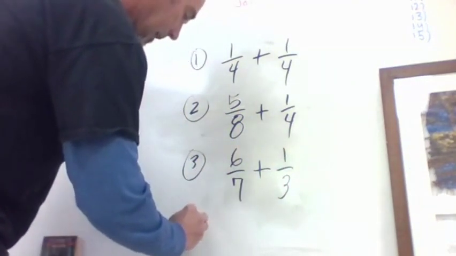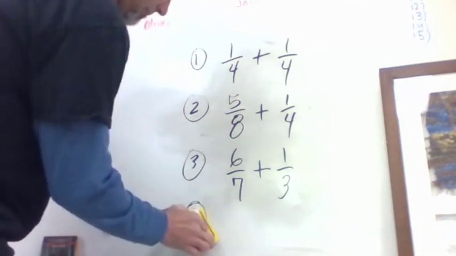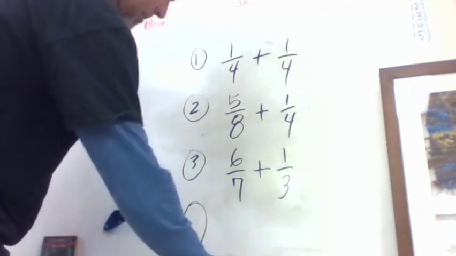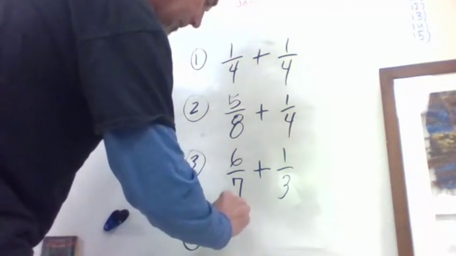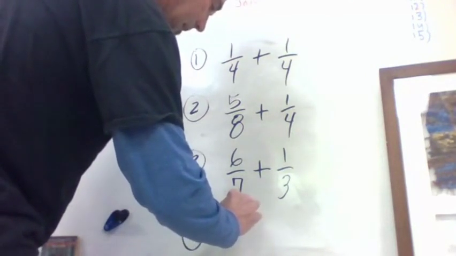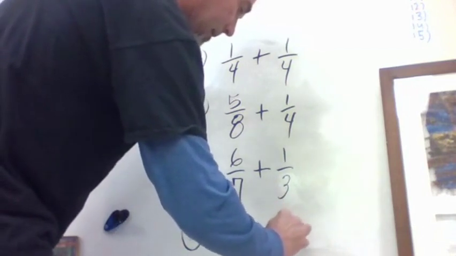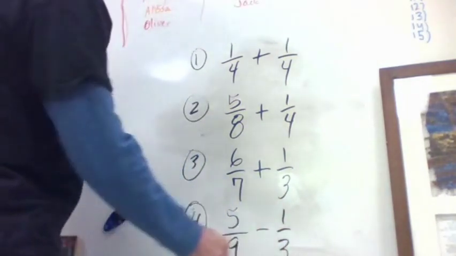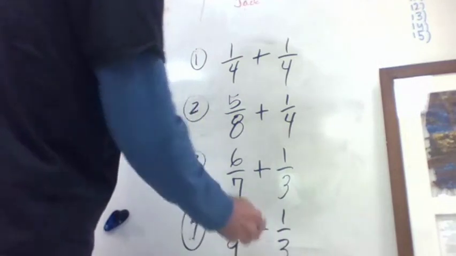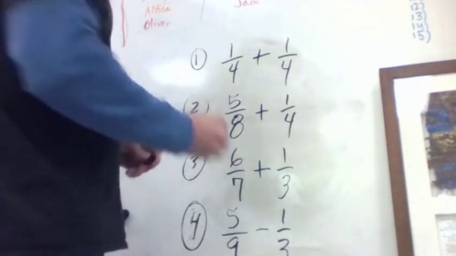And then we'll do a subtraction problem. Let's go with 5/9 minus 1/3. Fruit. Got to change them. No, this is apples and oranges. This one's fruit. But that's subtraction.